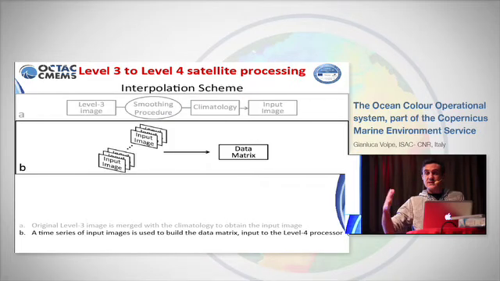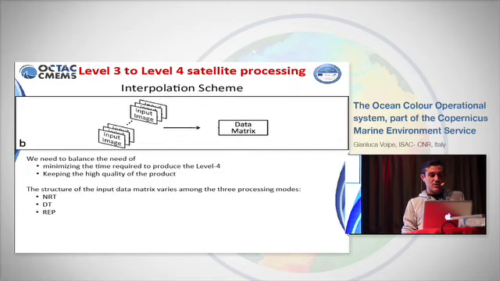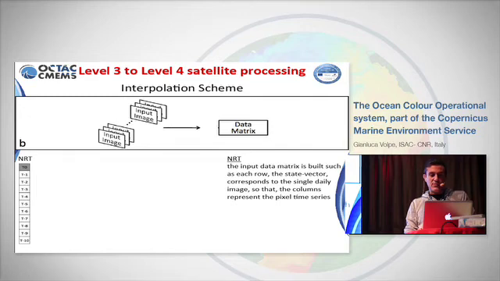So a time series of these input images is used to build the data matrix, which is then given to the level 4 processor. We need to balance the need of minimizing the time required to produce the level 4, so as soon as possible, let's say near real time, but keeping the highest quality of the product as possible, let's say in reprocessed data. So we have three different ways of interpolating our data.